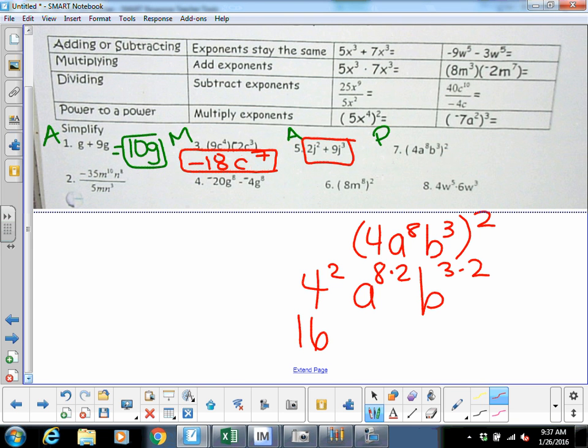And then it told me in my directions up here, for a power to a power, we multiply our exponents. So what is 8 times 2? A to the 16th power, and 3 times 2? B to the 6th. Yes, ma'am. So we don't square the exponents? Right. You square the big number, or whatever it is. It might be a 3 or a 4. And then you multiply your exponents. So that was 16, a^16, b^6.